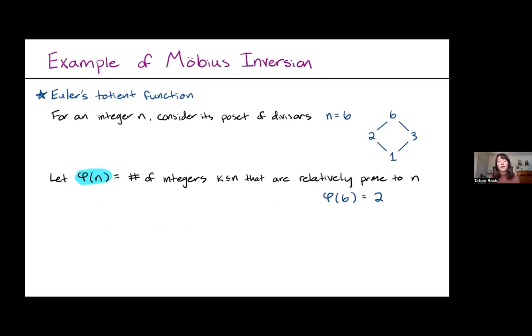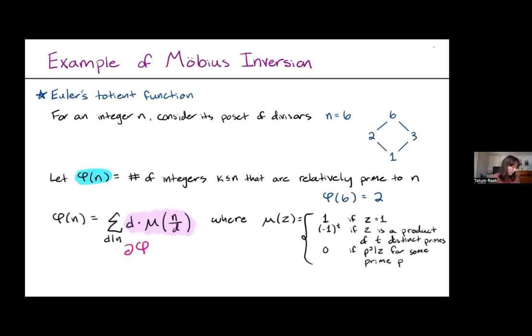Now, before we move on to where this comes up in persistence, I want to give a classical example of Möbius inversion. And as far as I know, this is where we get the name Möbius. And that comes from number theory. So suppose we have an integer n, and we look at its poset of divisors. Just as an example, I've shown the poset of divisors for our integer 6. And what Euler's totient function does is, given an integer, it counts the number of integers less than or equal to your chosen one that are relatively prime to your chosen one. So for n equals 6, Euler's totient function evaluated at 6 is 2, because our two integers that are relatively prime are 1 and 5.